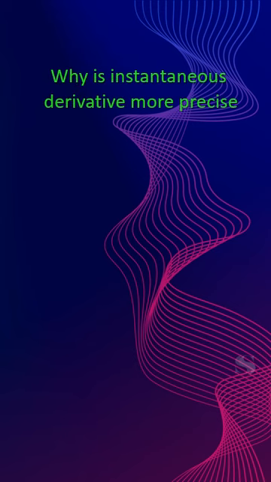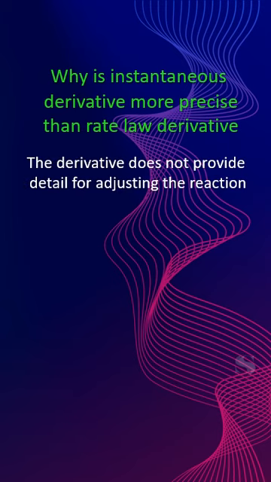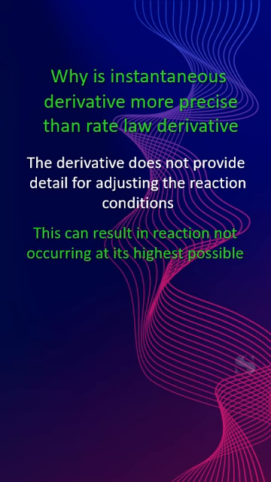Why is the instantaneous derivative needed, and is it more precise than the rate law derivative? The derivative of the rate law alone does not provide enough detail for precise adjustments to the reaction conditions. This can result in suboptimal reaction conditions, where the chemical reaction is not occurring at its highest possible efficiency or productivity, leading to lower yields or selectivity.